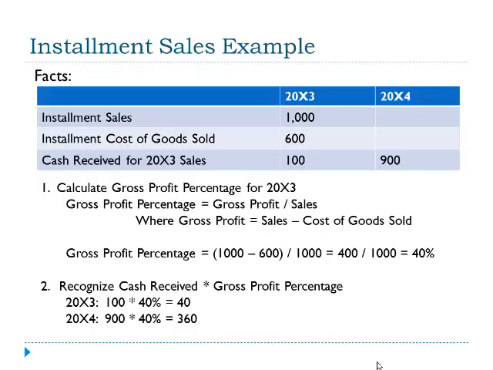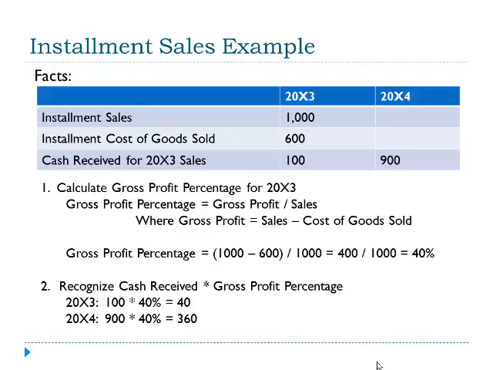Let's take a look at some actual numbers to see what this means. Let's say that our company had installment sales just in 2003 and allowed customers to pay over 2 years. So some of the payments are in 2003 and some in 2004. To use the installment sales method, we need to know what the gross profit margin is for the year in which the sales take place.